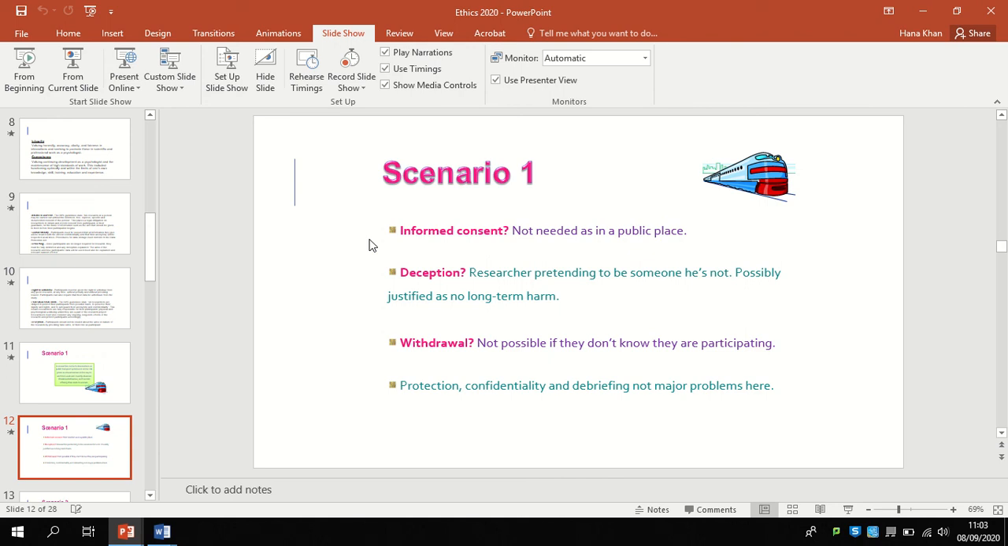And then protection, confidentiality and debriefing are not major problems here, because again, they're in a public place, they don't really have to be debriefed. They don't actually have to be protected from any harm, because I don't think that there's any harm coming to them, because they don't even know they're part of the study, because they're only being observed. And confidentiality is not a problem, because again, they're in a public place and the researcher doesn't know everyone's names on that train or anything like that.